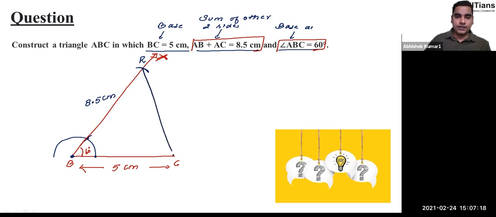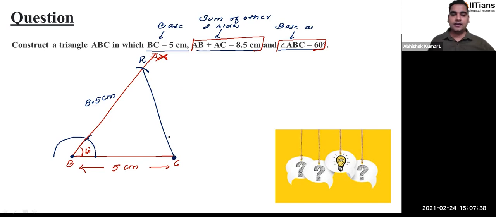So let us join it. Okay, so we have joined RC. Clear? Now, what was the next step? The second last step. In the second last step, you are supposed to draw the perpendicular bisector of this line segment RC you have.